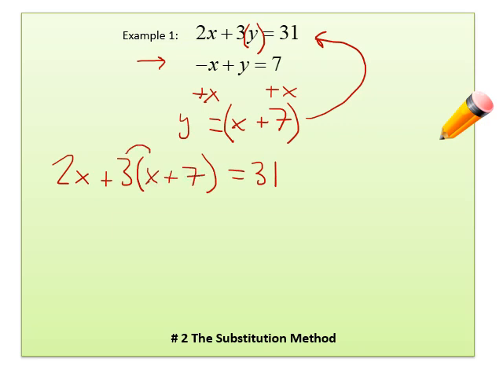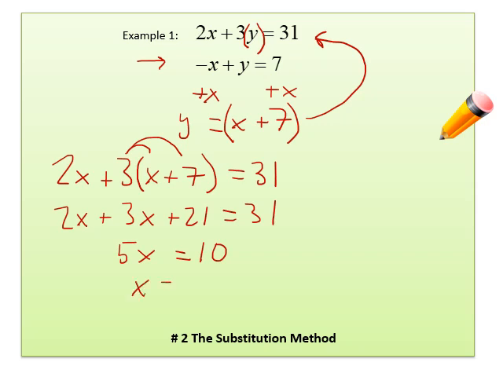From there, I can solve for x. I have to distribute the 3. So I get 3x plus 21. Combining my like terms, and I'm going to move the 21 over at the same time. I get 5x equals 10, so x equals 2. Now remember, when we graphed and we got an answer, our solution was an ordered pair. Okay, and ordered pairs are always x comma y. Okay, I found the x. I need to find the y.